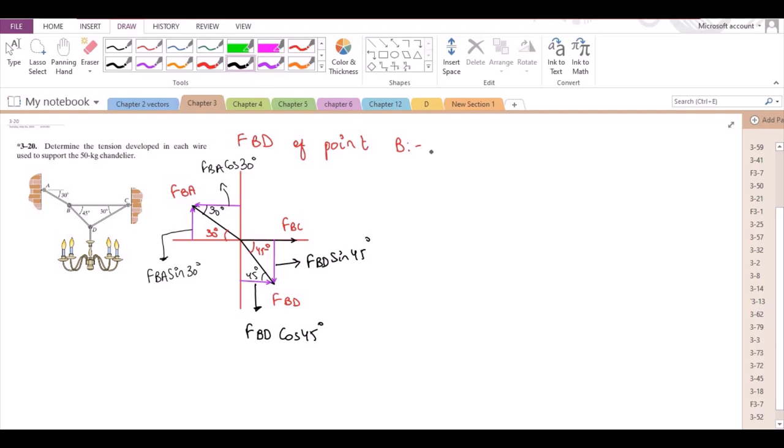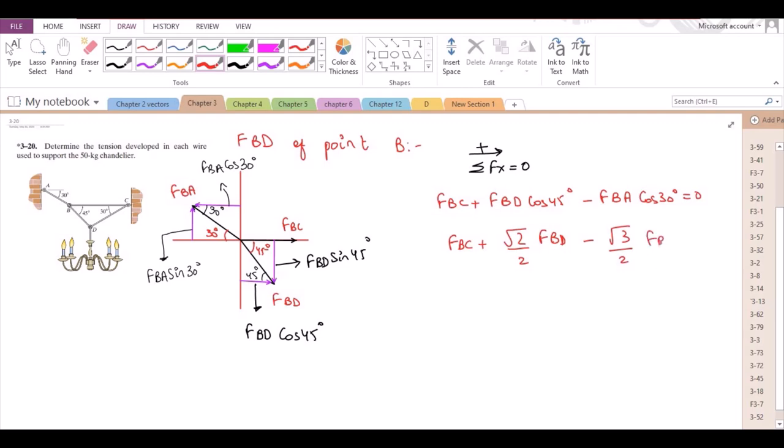So our first equation is the sum of the forces in x direction equals 0. I am considering the right hand side as positive. So we have FBC plus FBD cos 45 minus FBA cos 30 degrees equals 0. From here, the equation becomes FBC plus root 2 upon 2 FBD minus root 3 upon 2 FBA is equal to 0. Let's call this equation 1.